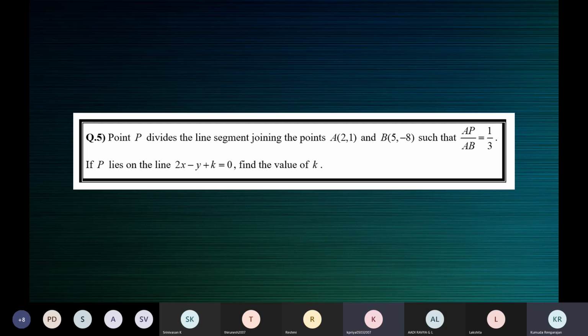1:2. Okay, I think that was Shakti. Shakti, yes, tell me. X is equal to 3, ma'am. What's the ratio, Shakti? Ma'am, 1:2. Not 1/3, right? No, ma'am, 1:2 is the ratio. Okay, I'm just checking.